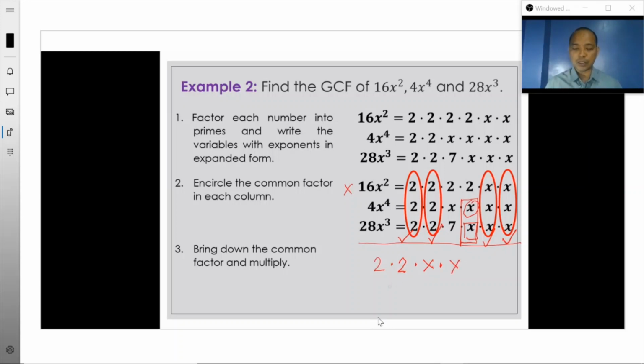Multiplying all of these factors will give us the GCF, which is equal to 2 times 2, that's 4, x times x, that's equal to x squared. Therefore, the GCF of 16x squared, 4x to the fourth, and 28x cubed is going to be 4x squared. So again, the GCF is 4x squared. This is our GCF.